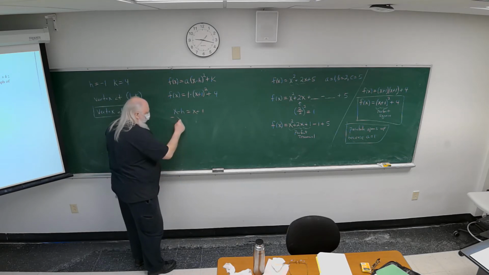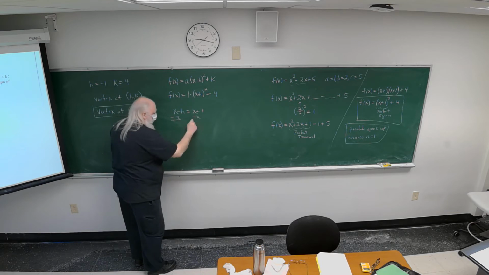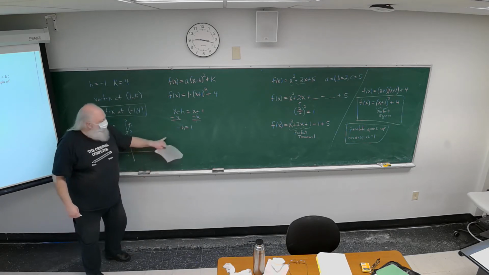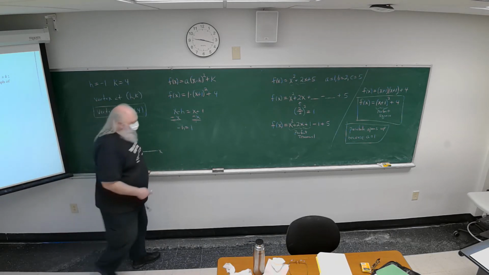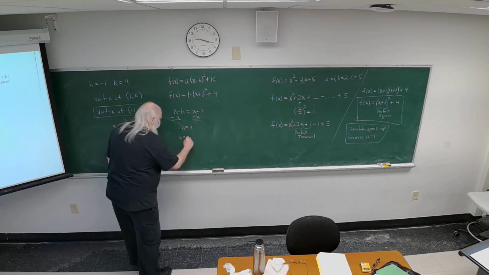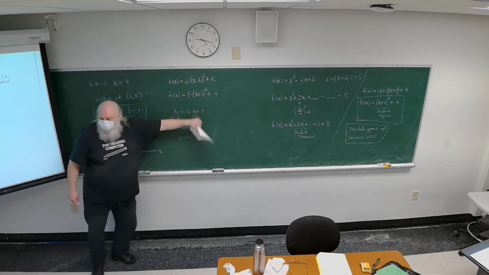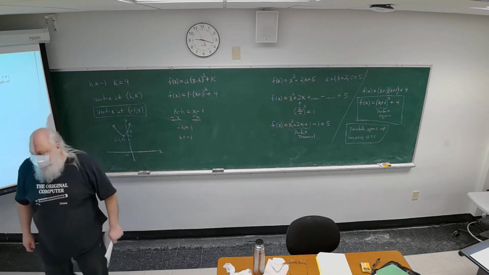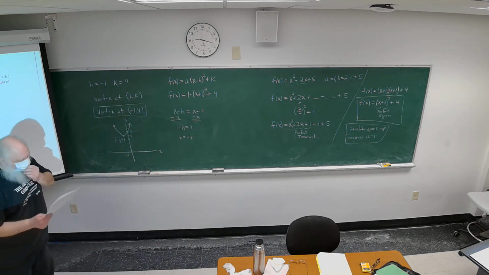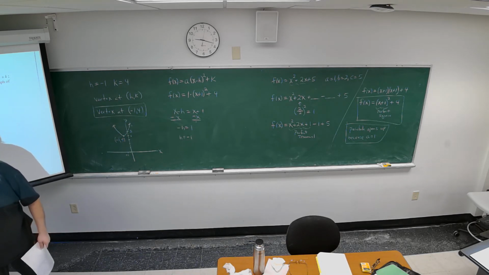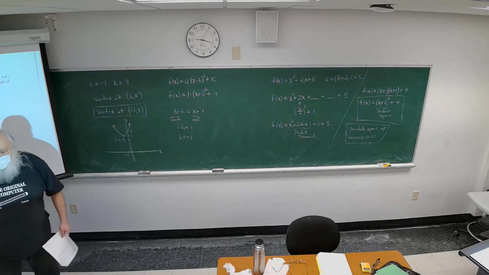When you subtract x from both sides, you end up with minus h is equal to plus 1. And then when you divide both sides by negative 1, you get h is equal to negative 1. Okay. So you got to change the sign of the number. Okay. So, yeah. All right. Any questions?